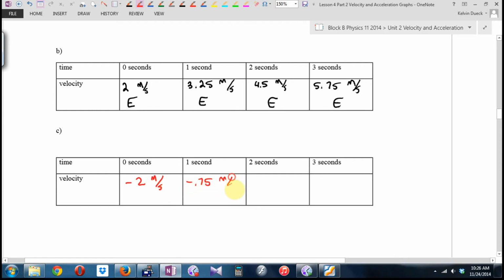I'm still traveling backwards, or to the west, but I've slowed down. Initially I was traveling really fast, but I'm slowing down. Okay? Now, over the next second, I keep accelerating this way at 1.25. I start out traveling this way at 0.75. So after 1 second, how fast will I be traveling?